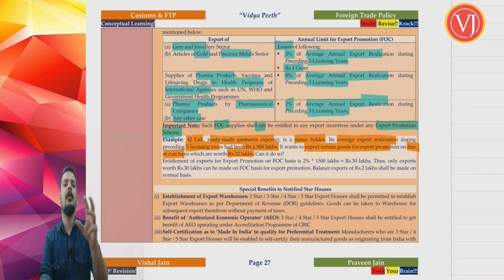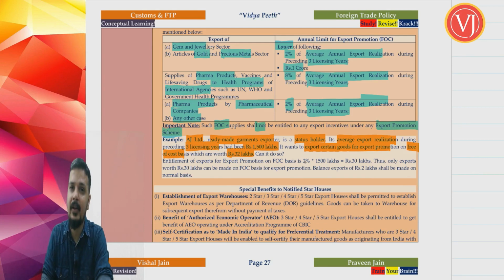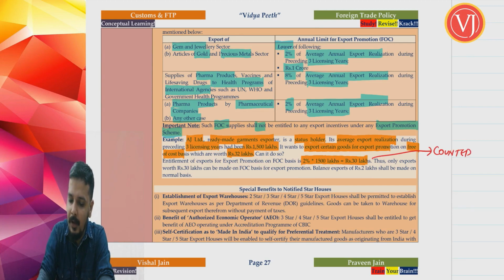Friends, if it is a normal category, a star house can export that to the extent of 2% of 1,500 lakhs, which is 30 lakhs. So up to 30 lakhs, it will be counted for the benefits of your foreign trade policy. And this excess 2 lakhs, actually how much samples is given? 32 lakhs. So he is giving extra 2 lakhs.